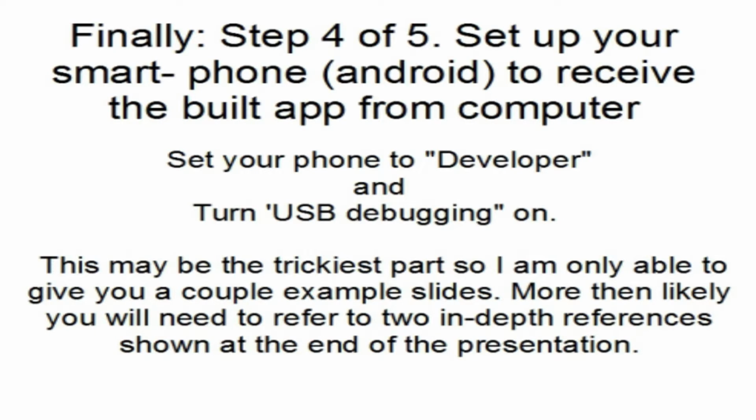In this step, we're going to set up your smartphone, in my case Android, to receive the app that you would build from Unity. In order to do this, you have to set your phone to developer, and you have to turn USB debugging on. This is really the trickiest part, because it could be so unique to your phone and your phone's operating system. But you'll get the idea, and then you can muddle your way through. If I can do it, you can do it.